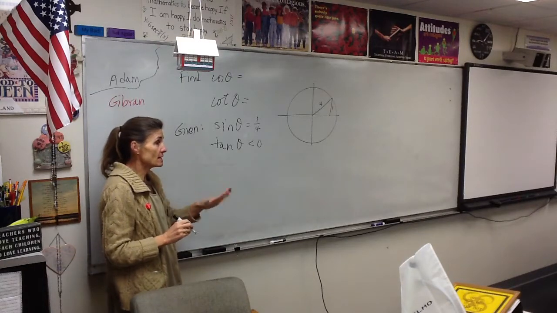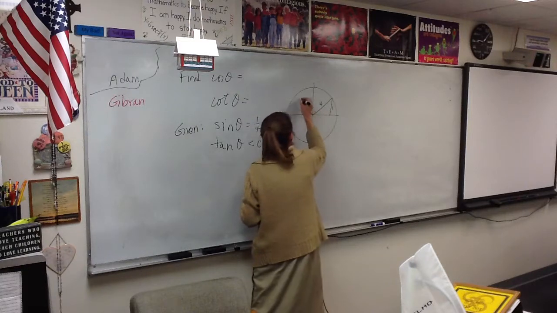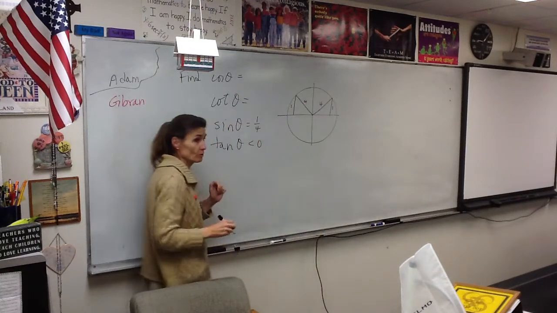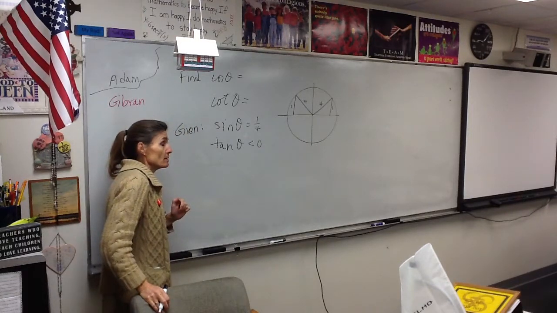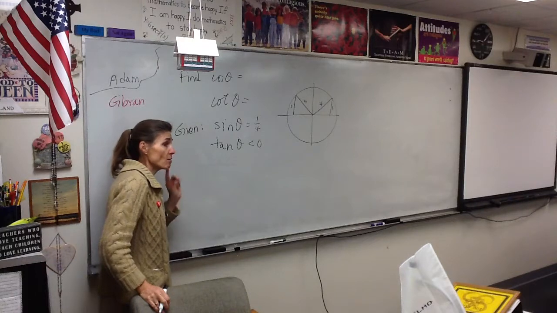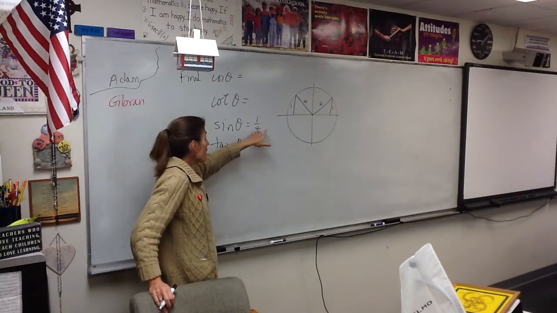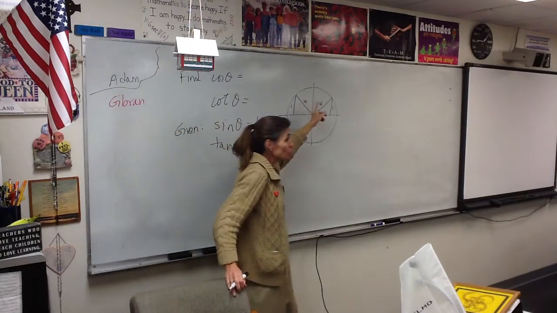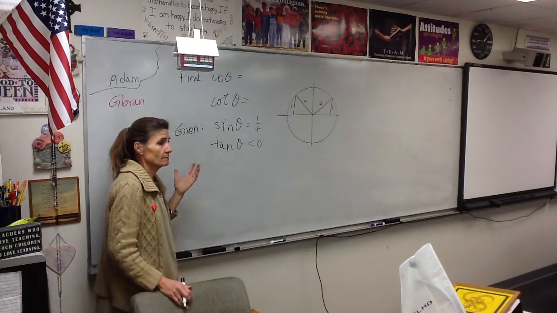Now, here's the issue. There's another triangle that would also have a sine being 1/4. Would you agree with that? Because sine is y over r. R is always going to be positive, so I just need to have my y be positive, and that happens in 2 places.